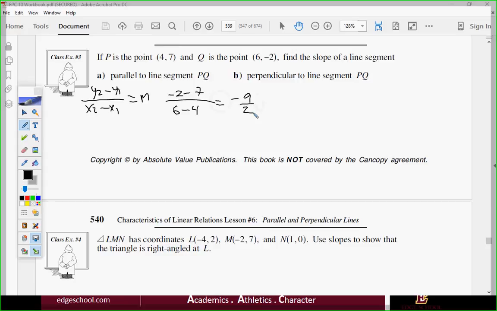Okay, so something parallel, that would be the same. So the slope, m, is just slope, so that's not a new variable. So -9/2 to be parallel for part A.